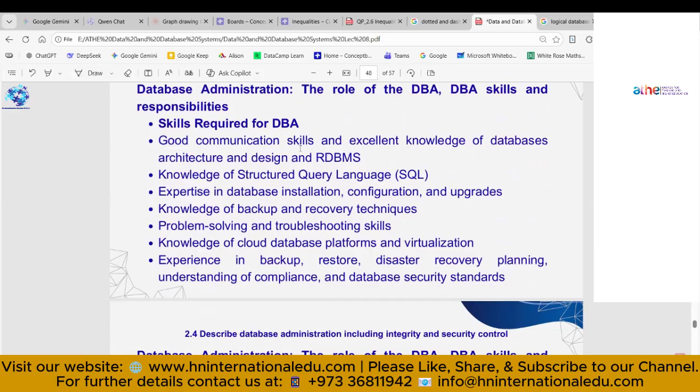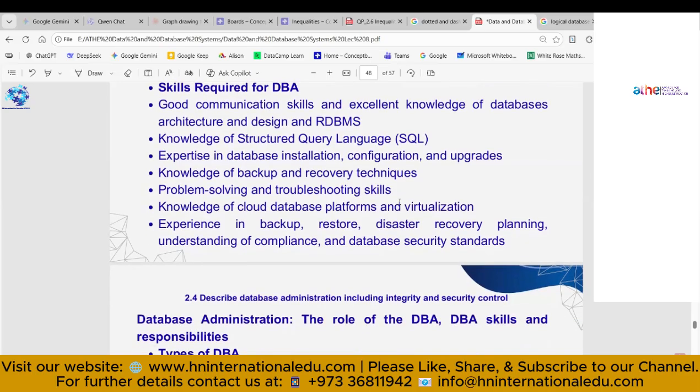First of all, good communication skills and excellent knowledge of databases, architecture and design, RDBMS, because without these, no one can be a database administrator. Then knowledge of SQL, structured query language, expertise in database installation, configuration and upgrades, and knowledge of backup and recovery techniques, problem solving and troubleshooting skills, right?